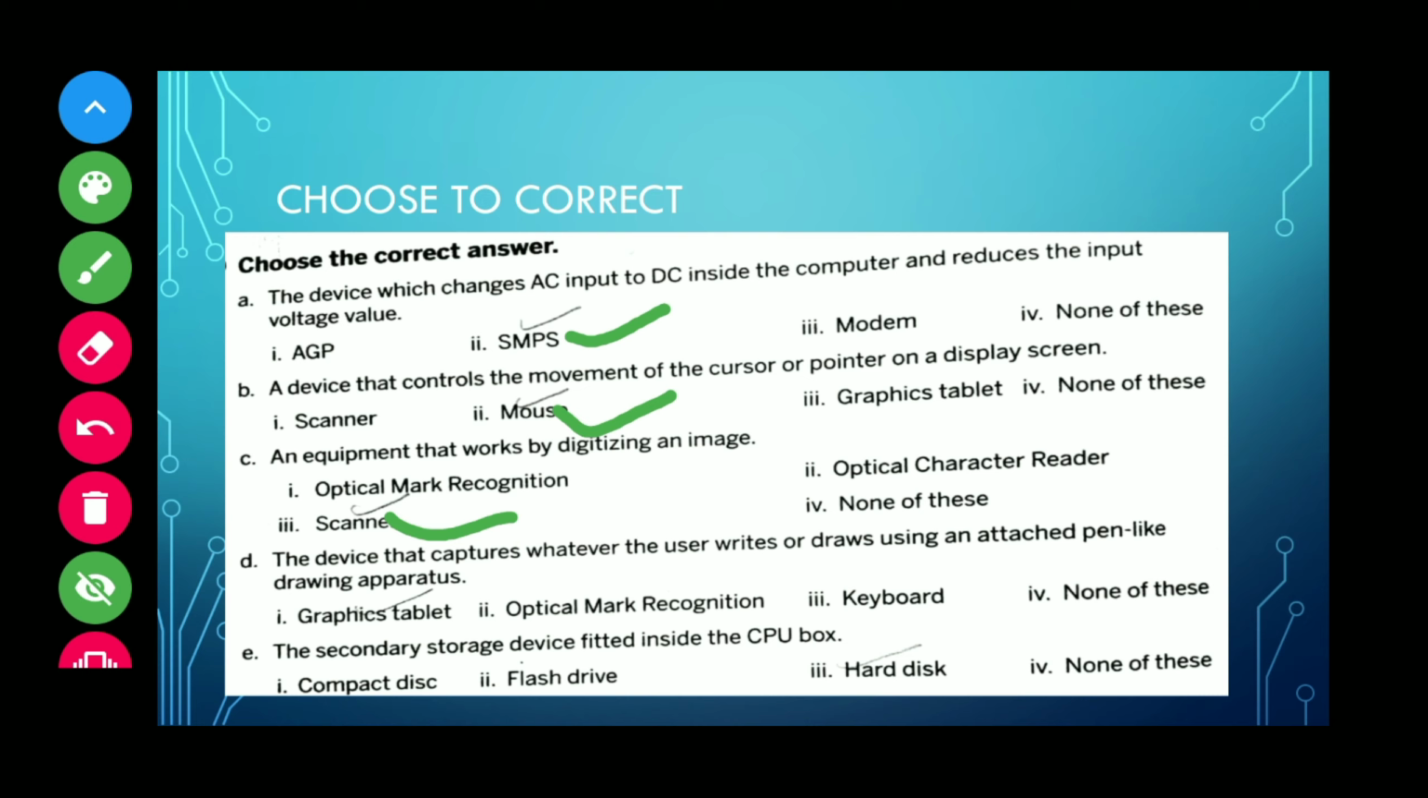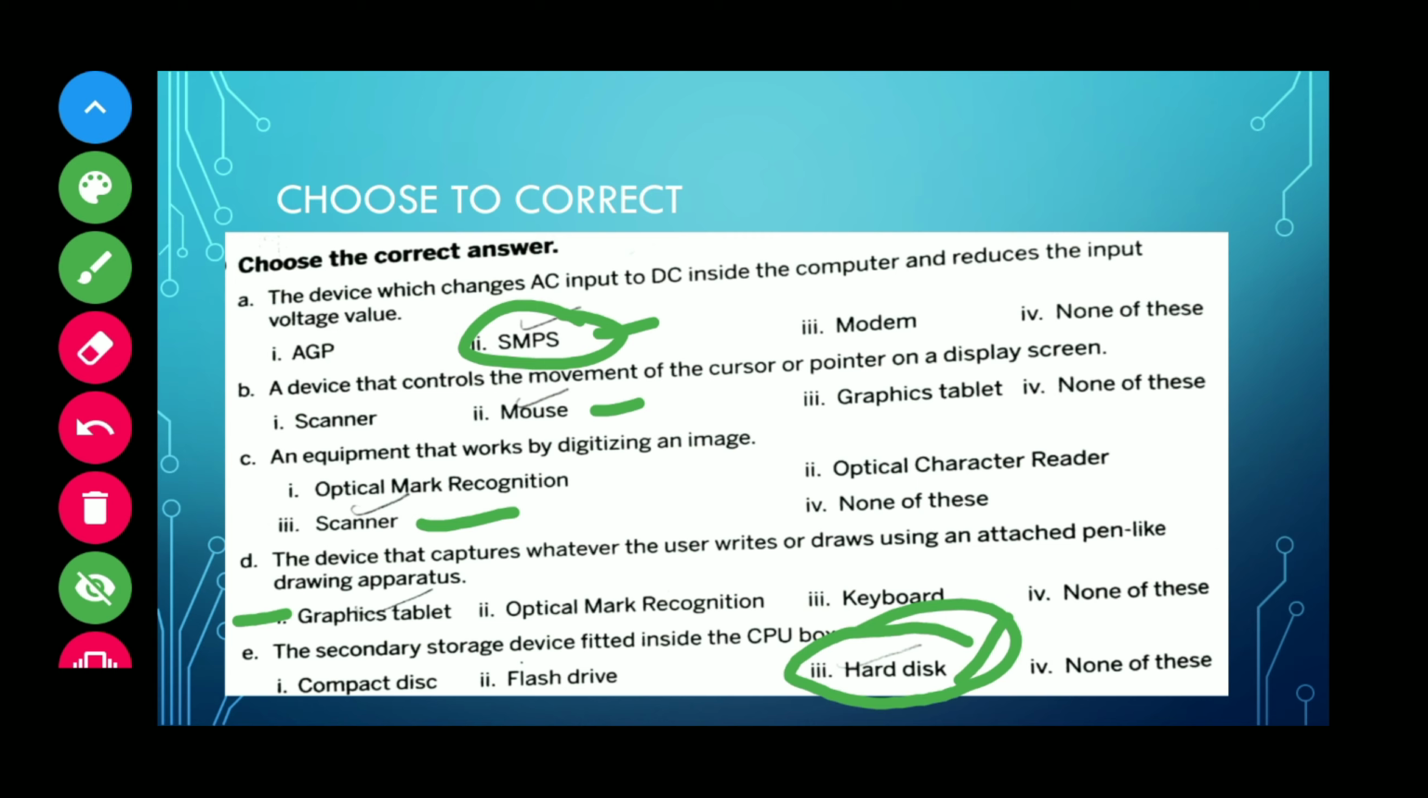Then the device that captures whatever the user writes or draws using a pen-like drawing apparatus. So it is graphics tablet. Once again I'm just ticking the right answers. Now the last one: the secondary storage device fitted inside the CPU box. It is hard disk. So you can easily correct it. Now we are moving ahead.